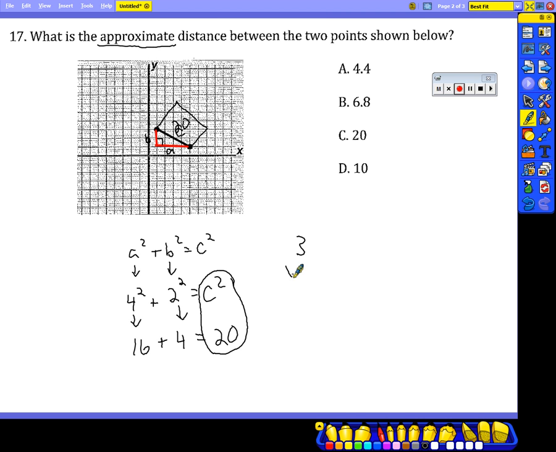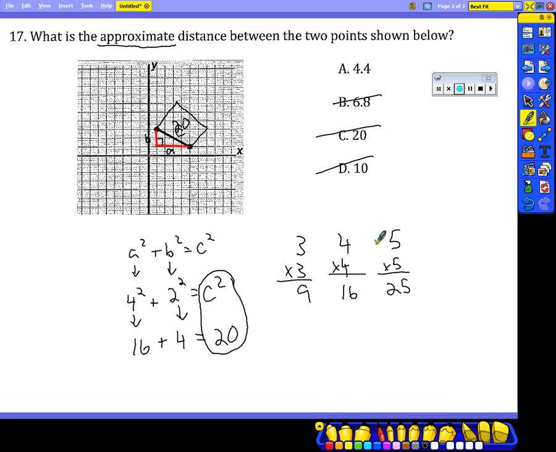Let's see. 3 times 3 equals 9. Too low. 4 times 4 equals 16. Too low. 5 times 5 equals 25. Too high. Alright, so 4 is too low. 5 is too high. So I know anything higher than 5 is not going to be the answer. So that's not the answer. That's not the answer. That's not the answer.